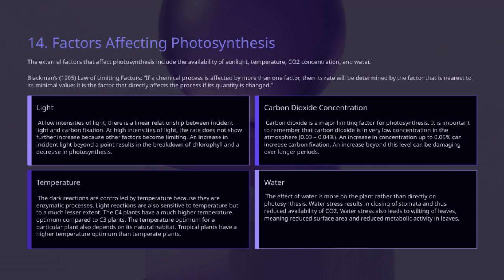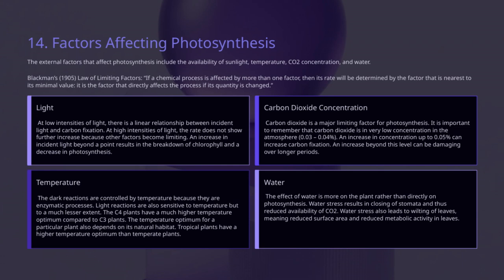Next, let's talk about temperature. The dark reactions in photosynthesis are enzyme-driven, so they are quite sensitive to temperature changes. Light reactions are also affected, but to a lesser extent. C4 plants, for example, typically have a higher temperature optimum compared to C3 plants. The ideal temperature for photosynthesis varies depending on the plant's natural habitat. Tropical plants, which are adapted to warmer environments, generally have a higher temperature optimum than temperate plants.